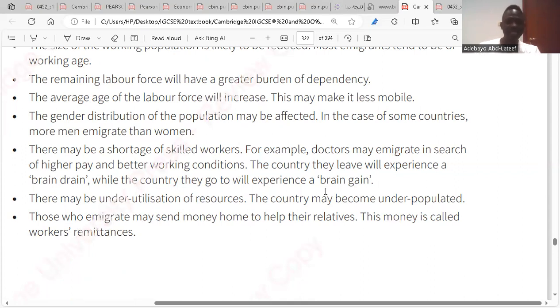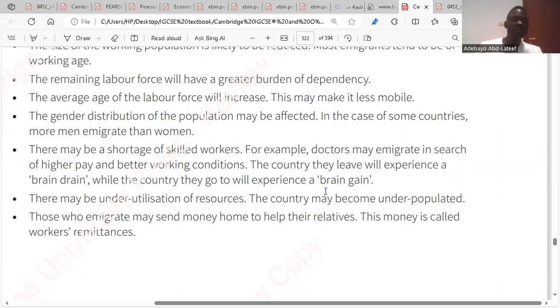The gender distribution of the population may be affected. In the case of some countries, more men emigrate than women. So it will also affect the gender distribution, because maybe more men would have left than women. There will also be a shortage of skilled workers.